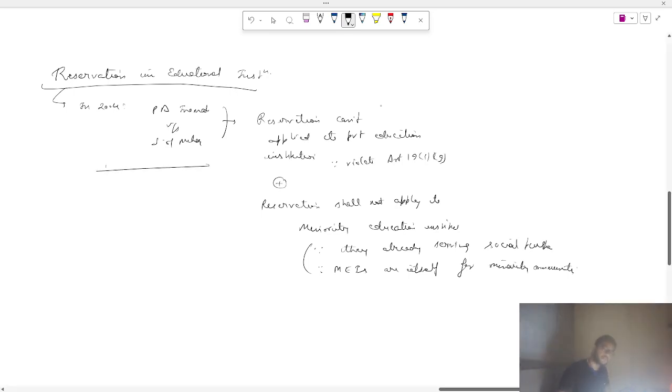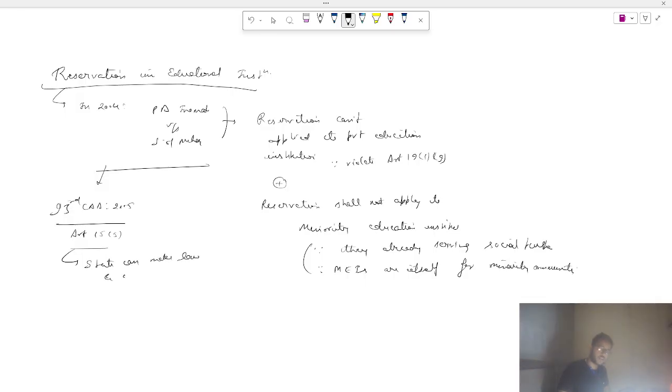In response to this, the government passed the 93rd Constitutional Amendment, and they added Article 15(5). According to this, the state can make law and can provide reservation in private institutions, including private ones, to the ST, SC community, OBC community as well, and EWS. But they agree with this provision, but this will not apply to minority educational institutions.